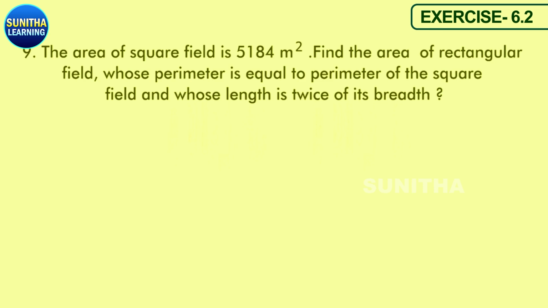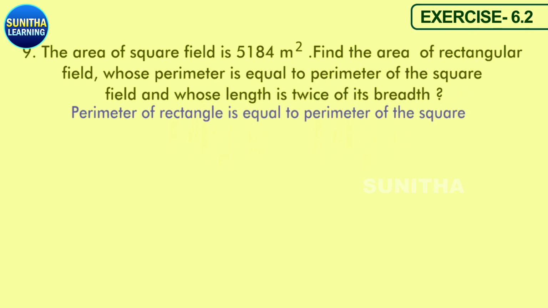This is the given. And when we are going to find the area of the rectangle, we require length and breadth. So for the length and breadth, they have given the condition, that is, length is twice its breadth. Length is double the breadth. That is the condition they have given. Now let us see how we are going to find it. What is the first condition they have given?